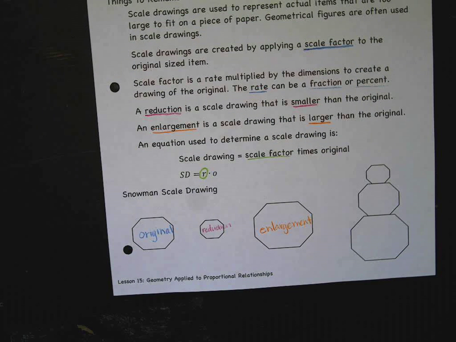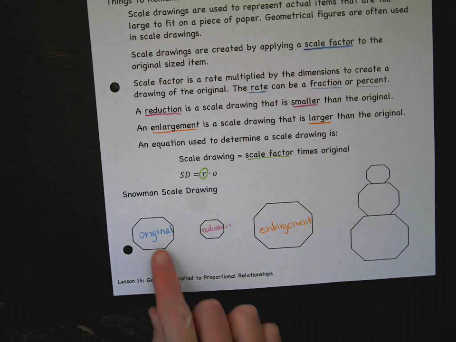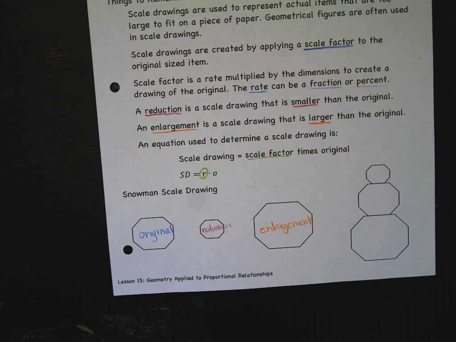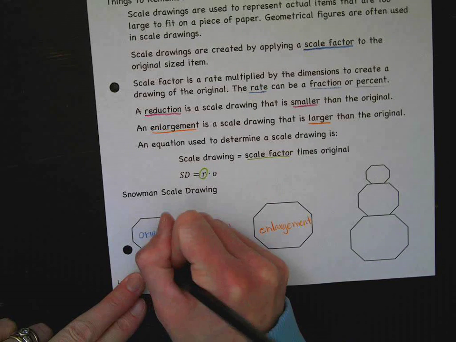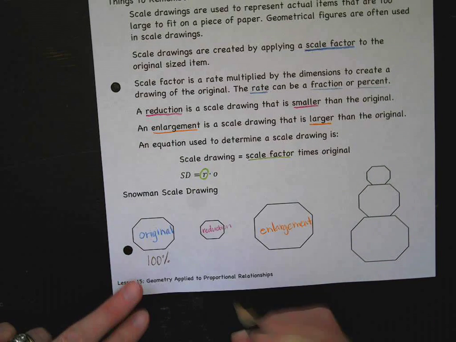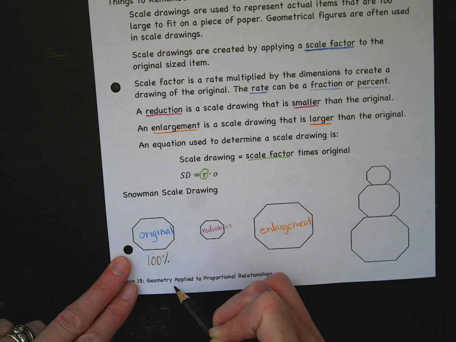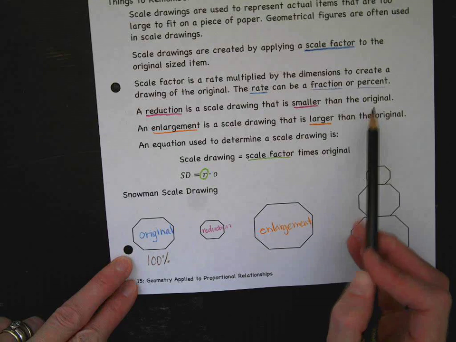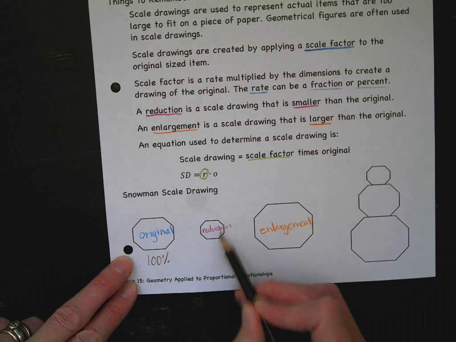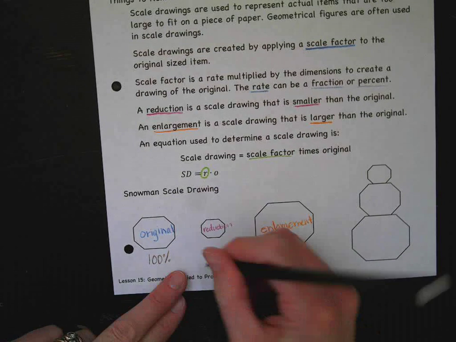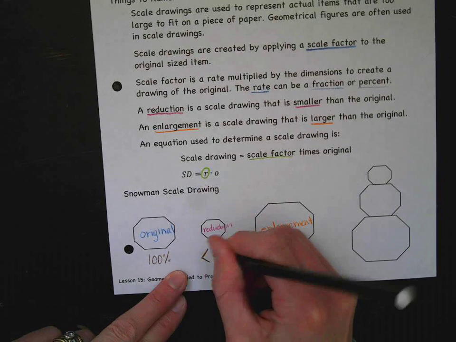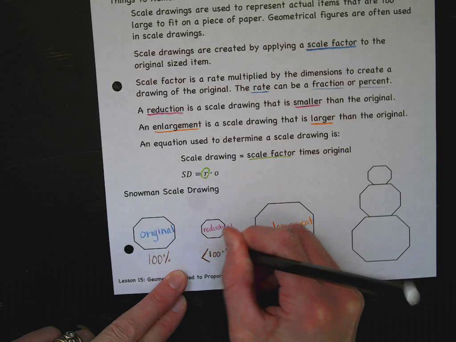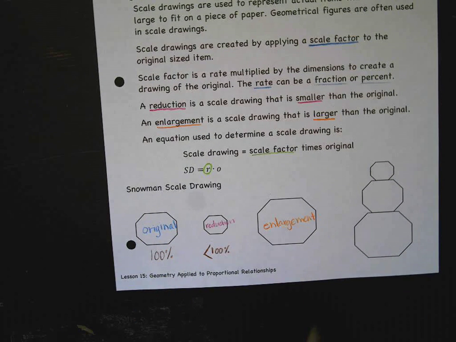Is there a percent that you have been working with or that you have learned or Mrs. Nelson has drilled into your head for a very, very long time that represents an original? Think about your double number line, okay? Yes, the answer is 100%. So when you have the whole or the original, it's 100%. If we go up here and we read a reduction is a scale drawing that is smaller than the original, then what kind of percent would a reduction have to be? And the answer to that question is anything less than 100%. So that's a reduction, okay?